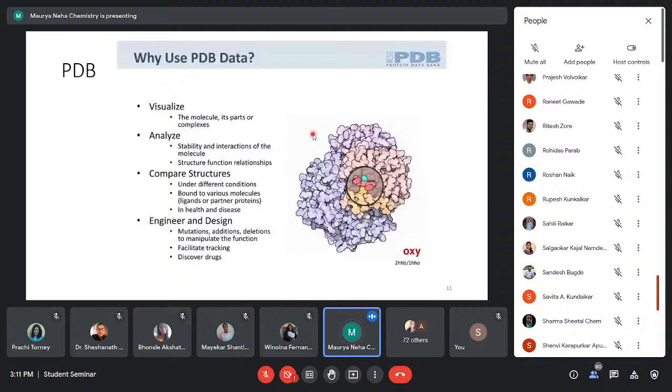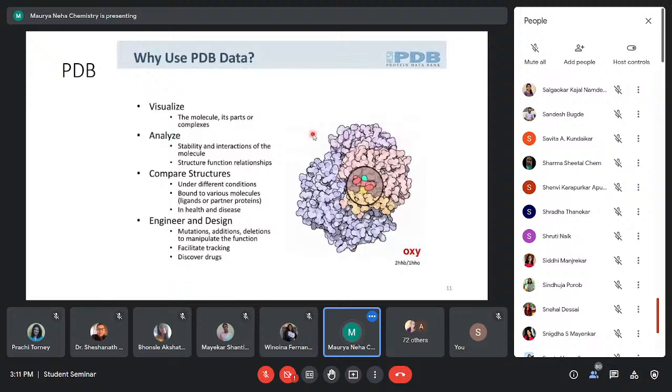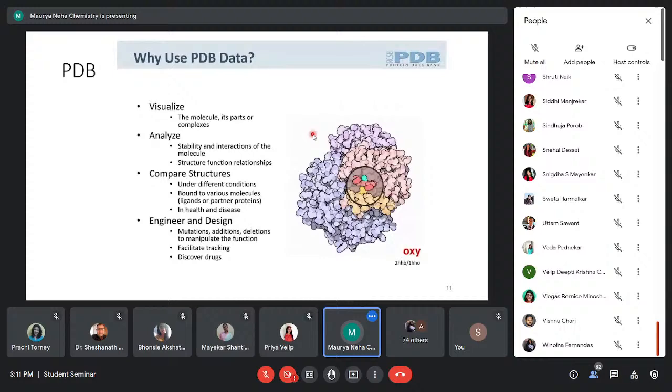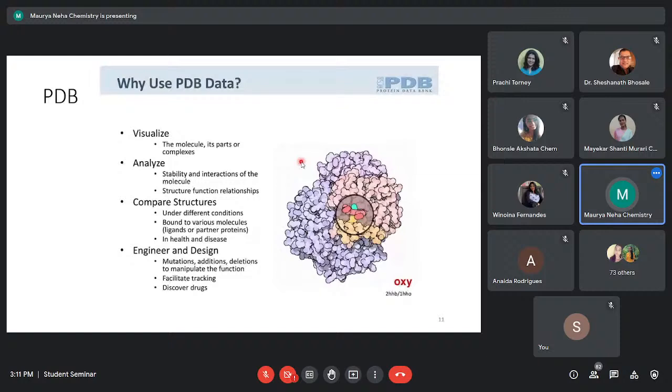Why is PDB used? Basically, PDB helps us to visualize the molecule complexities and analyze the interactions, the molecules, the structure, function, and other relationships. We can compare its structure with other molecules, how it is different, and how different interactions, such as hydrogen bonds, van der Waals interaction, and which molecules or which residues are involved in, everything can be visualized using this and studied in detail. Then it can be used for engineering or designing, like we can mutate the protein, edit, delete it.